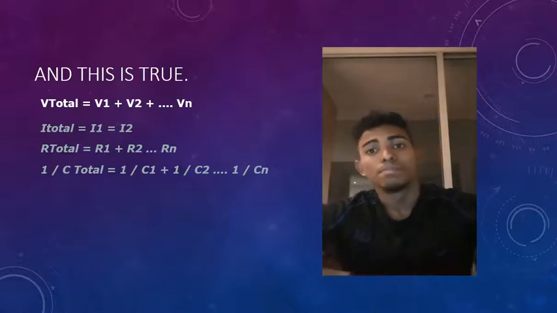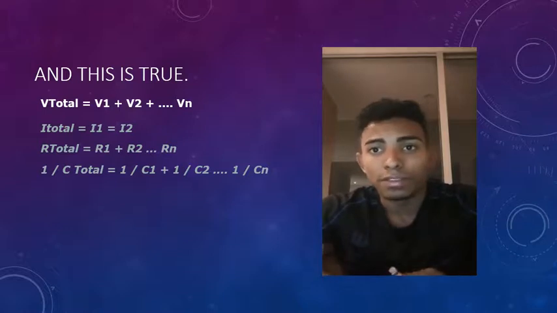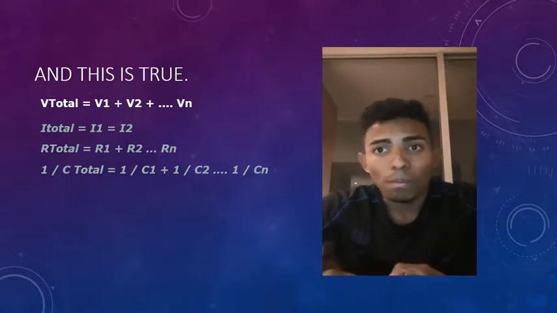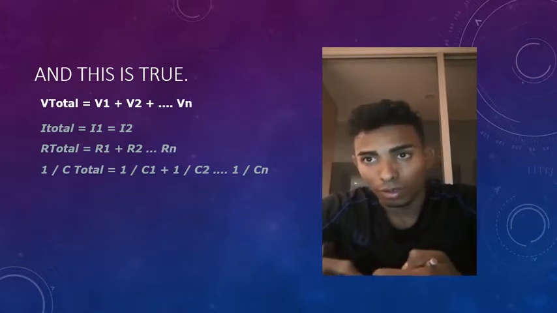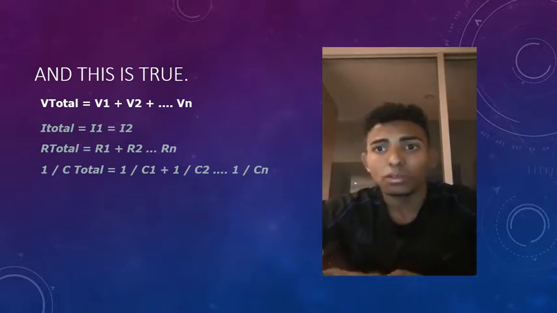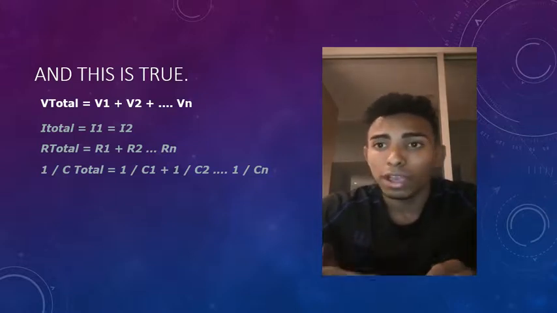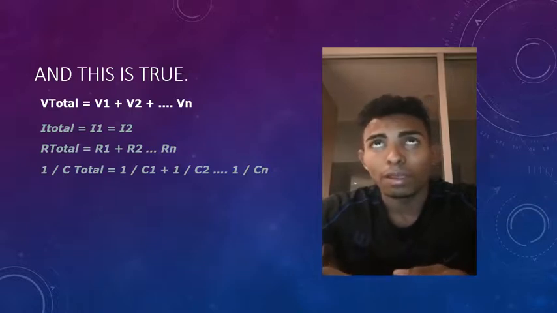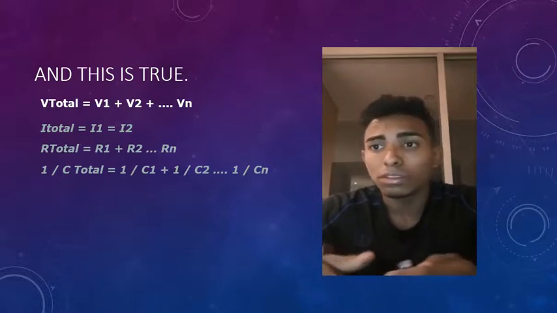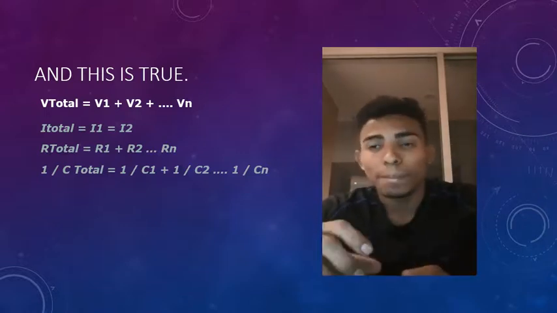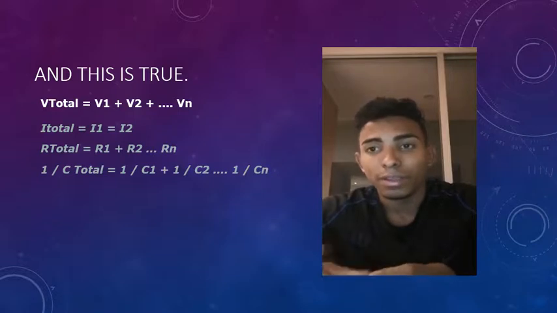The total voltage is V1 plus V2 plus Vn, the sum of the voltages of the sources in the circuit. For example, if you have two batteries, one of 6 volts and the other of 9 volts in the circuit, the total voltage of the circuit will be 15 volts.